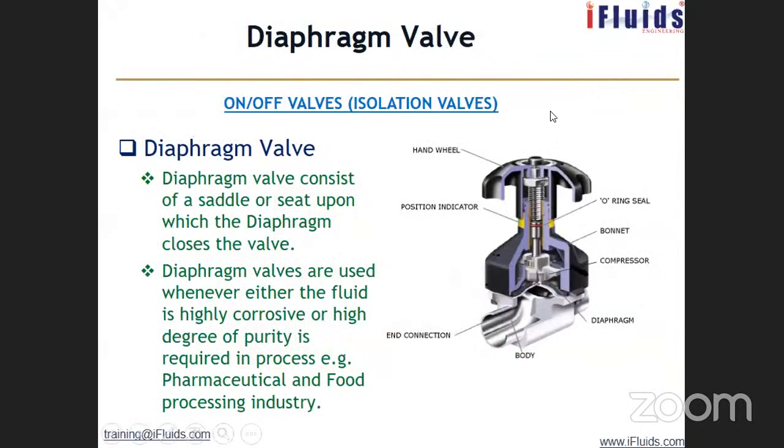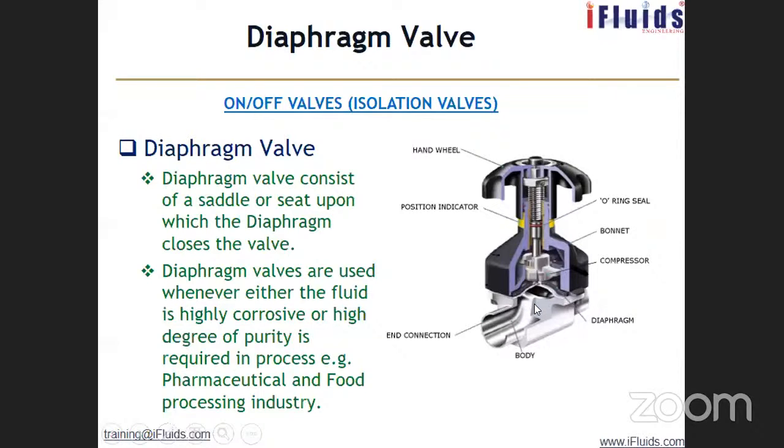And then diaphragm valve, here you see this is the diaphragm. The diaphragm is pressed by the valve stem and a compression part here. The valve position indicator shows the position. This is the bonnet and this is the hand wheel. Okay, and this is the pipe connection.